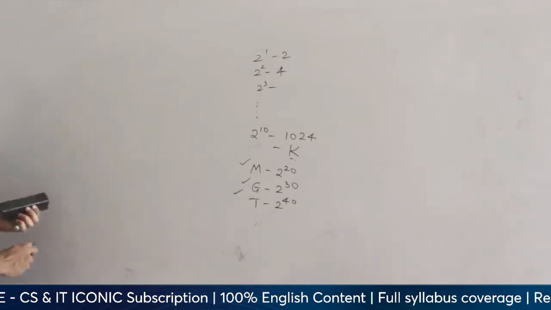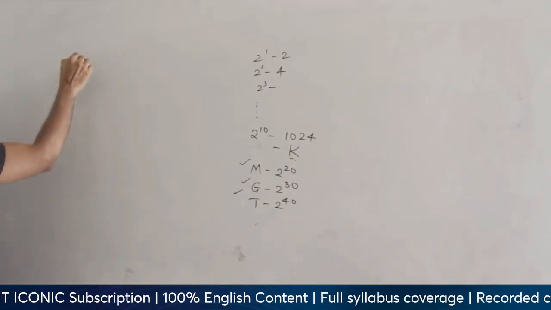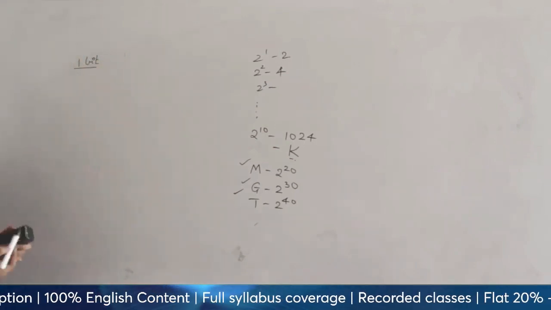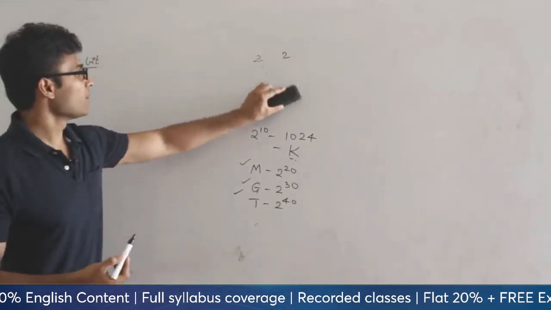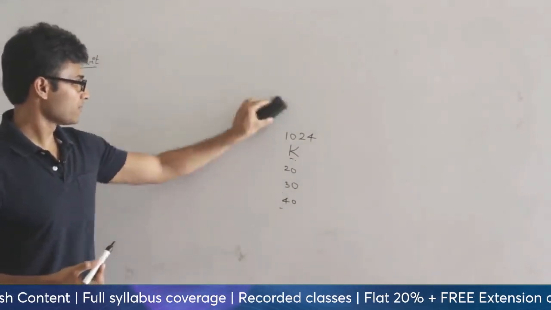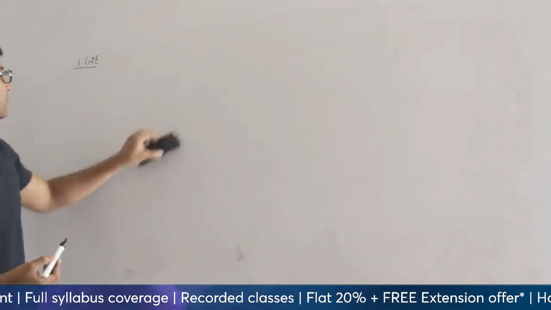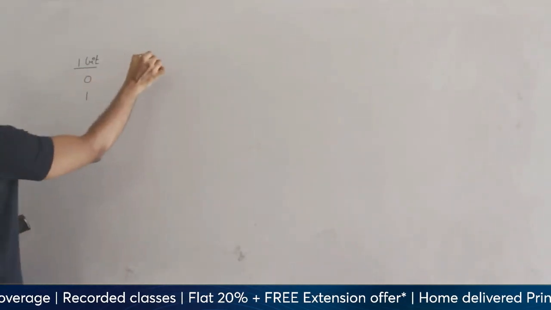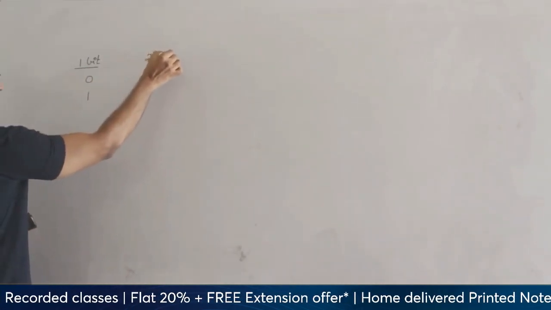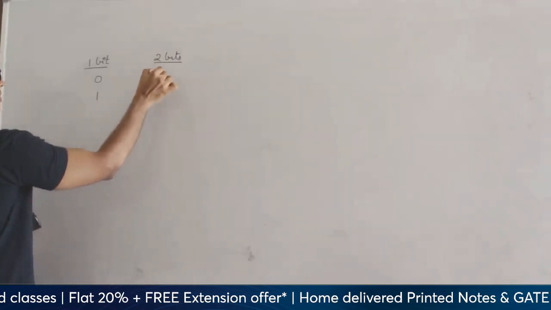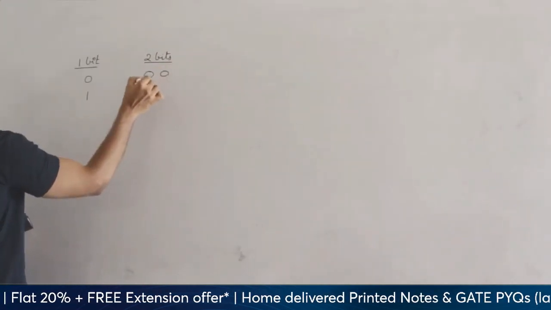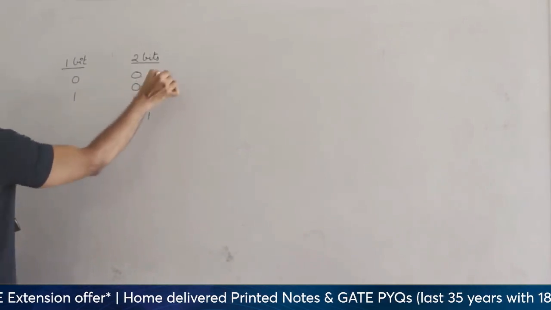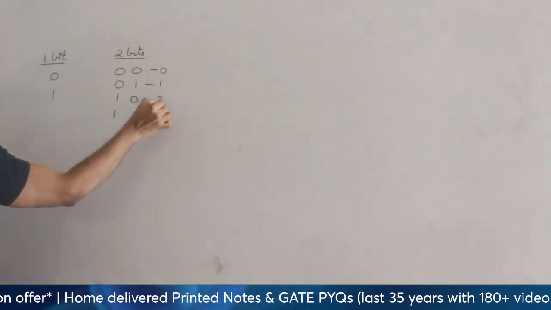Let us say I have one binary bit. With one bit, how many binary numbers are possible? With one bit we can have two binary numbers, 0 and 1. If I have 2 bits, how many binary numbers are possible? I can have 4 binary numbers: 00, 01, 10, 11, which means 0, 1, 2 and 3.